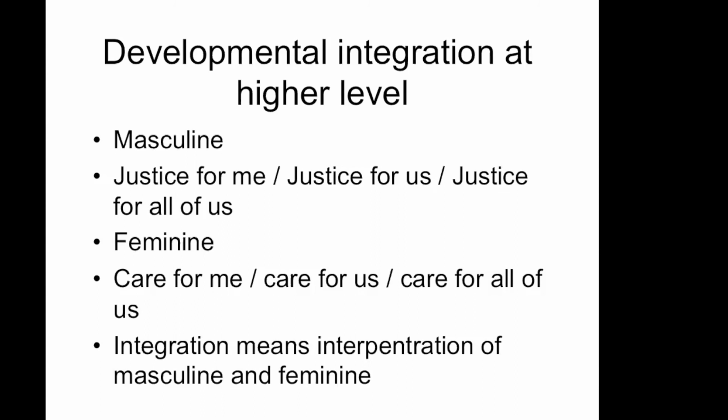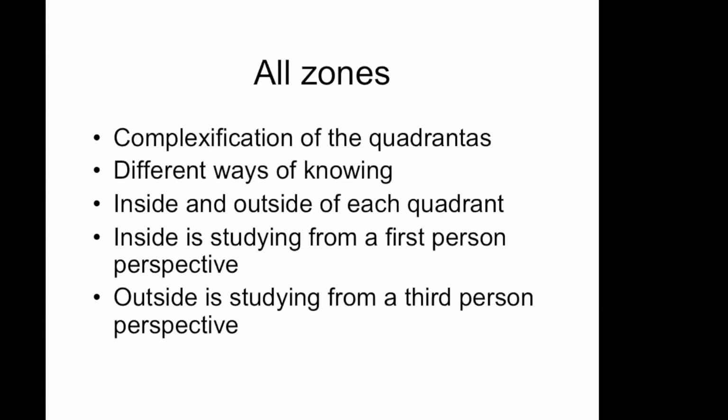She hypothesized that, if you take, for example, the masculine will go through justice for me, justice for us, justice for all of us. The feminine would go for care for me, care for us, care for all of us. And at the mature level, it's not either masculine or feminine, but it's both masculine and feminine, both justice and both care. So integration means interpenetration of masculine and feminine.